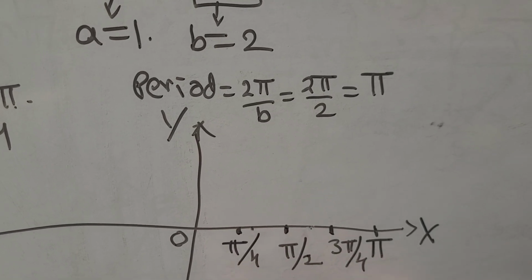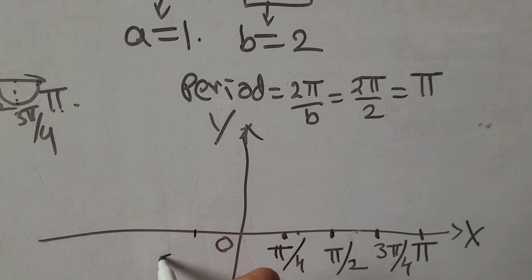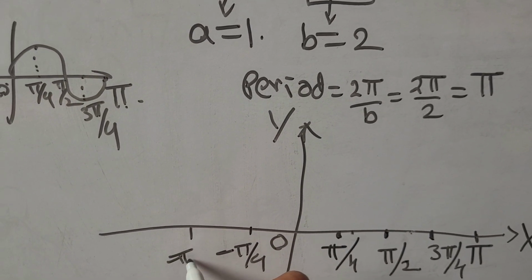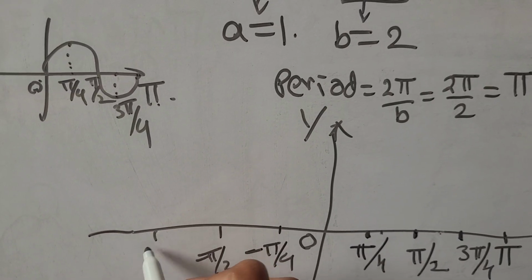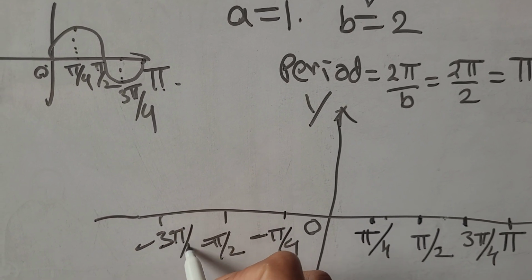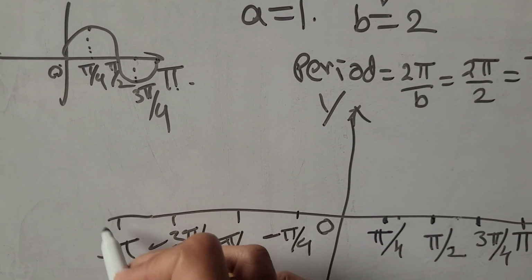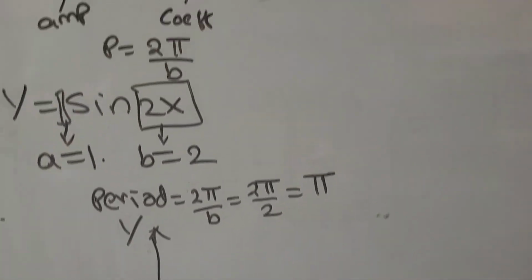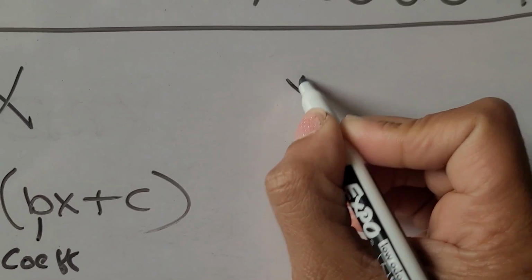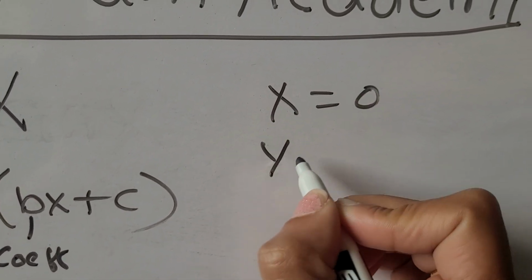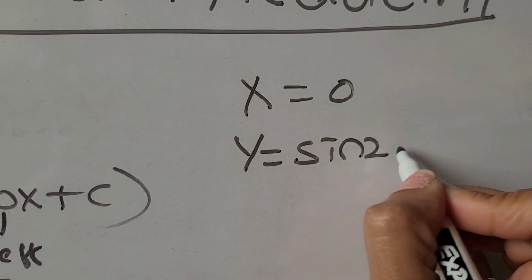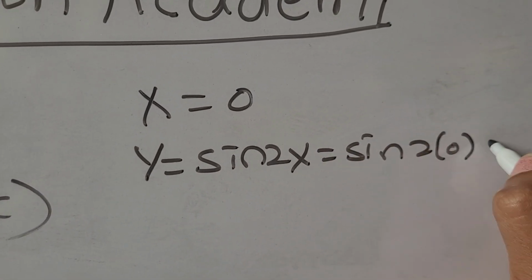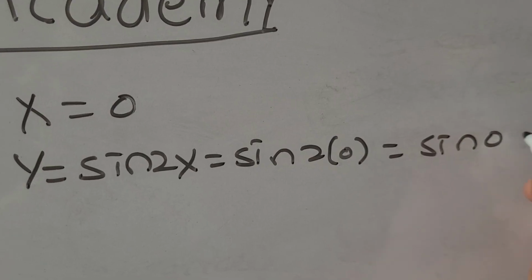So let's now find the values for this, and let me write the same values on the negative x-axis. Minus pi by 4, minus pi by 2, minus 3 pi by 4, and minus pi. So now let's find the values here. Let me take x value as 0, and y is equal to sine of 2x, which is sine of 2 times 0, which is sine 0, which is 0.